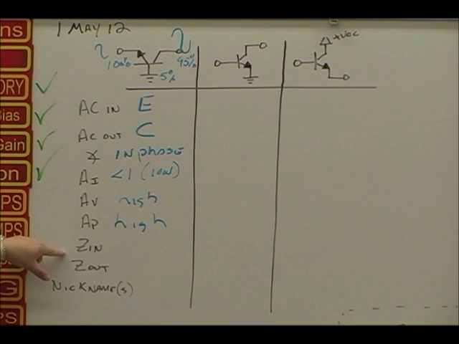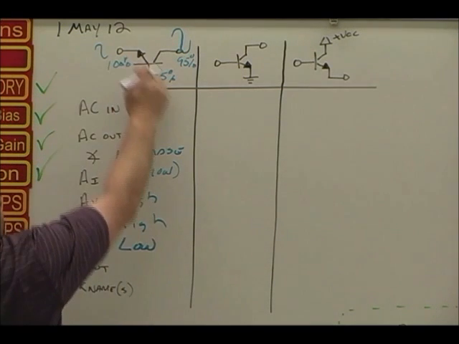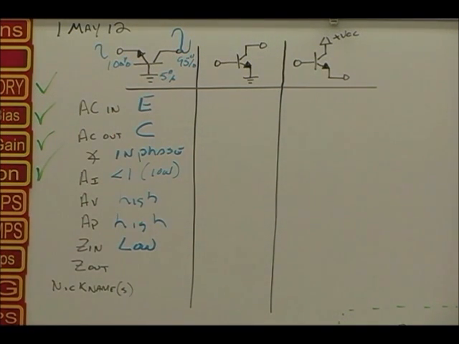What about the input impedance, or Z-in? The input's on the emitter. Here's one of the tips. Whenever we're dealing with the emitter, input or output, the impedance is always going to be what? Low. Because that junction, the emitter-base junction, is already forward biased. So how much opposition exists? Not much at all. Low.